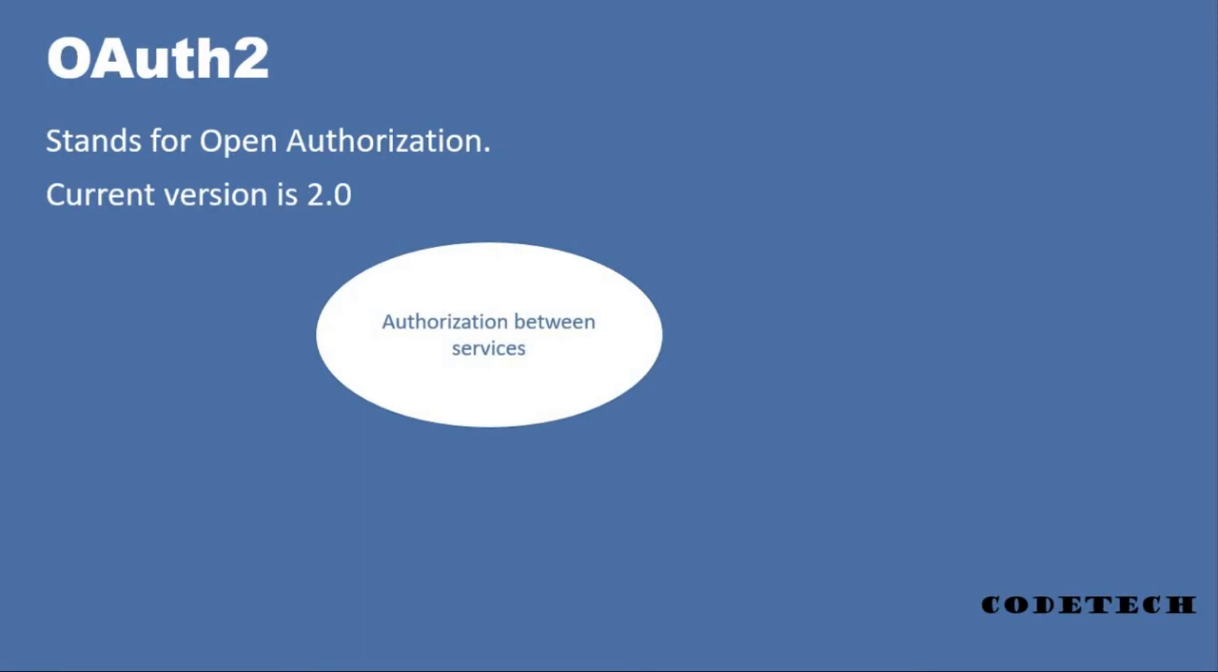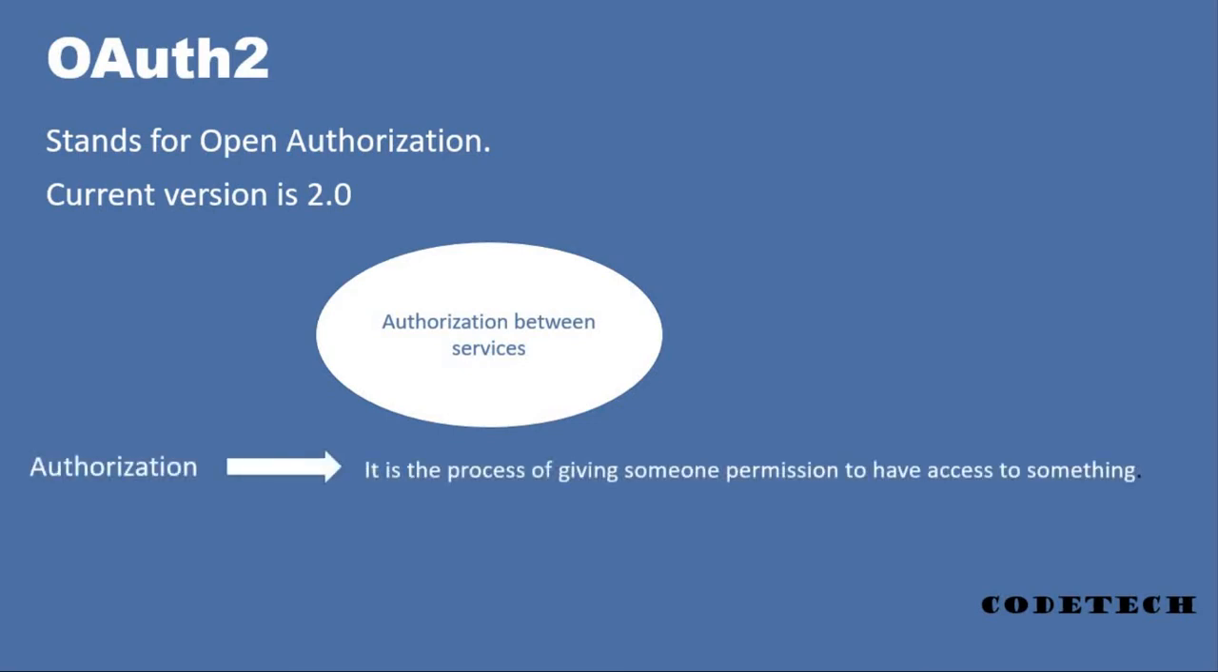Authorization in very basic terms is a process of giving someone permission to have access to something. But here, since OAuth2 means the authorization between services, we can rewrite this as the process of giving any third-party application permission to have access to another application. So let's understand this with an example.